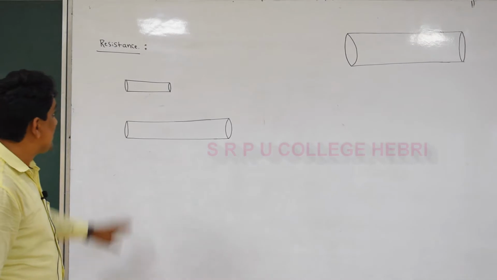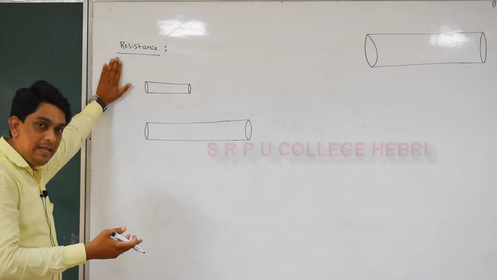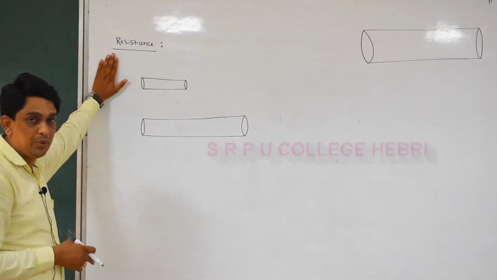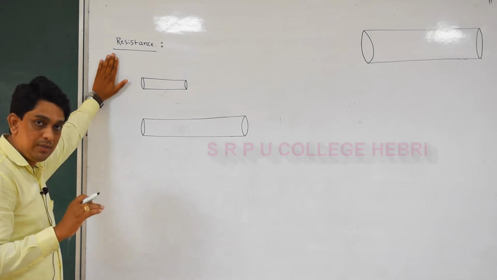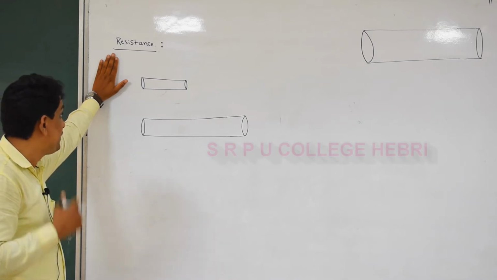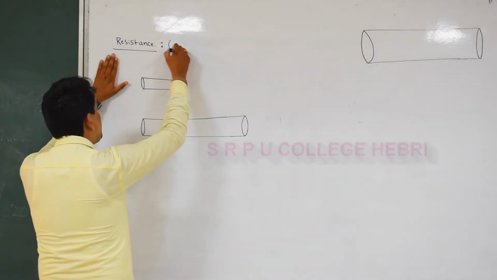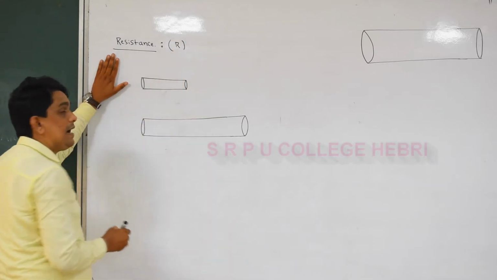Students, in today's class, let us study about the material, its property when current is flowing through it. The first term that we are going to discuss first is resistance. Let us write the symbol of resistance here in a bracket. The symbol of resistance that we are using is capital R.